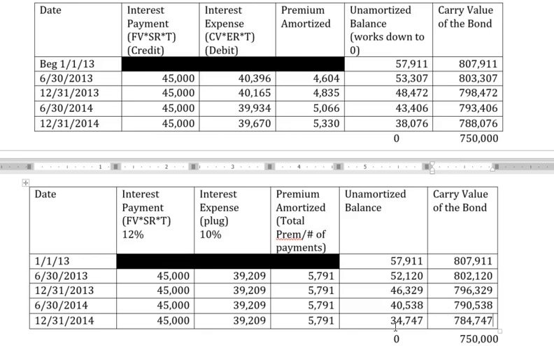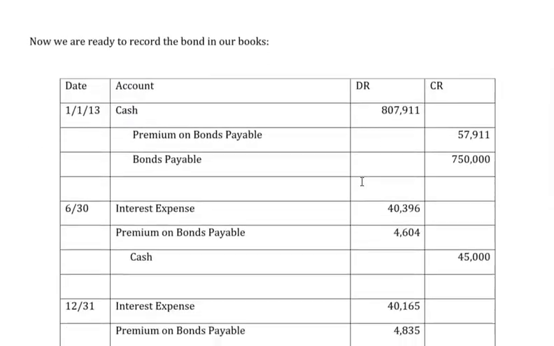All right. Any questions on the straight line, let me know. But that's basically it. Now, what's our entries going to be like on the straight line? Well, they're going to really be the exact same entries. So I'm going to cheat just a little bit. The entries are the same for the bond regardless.